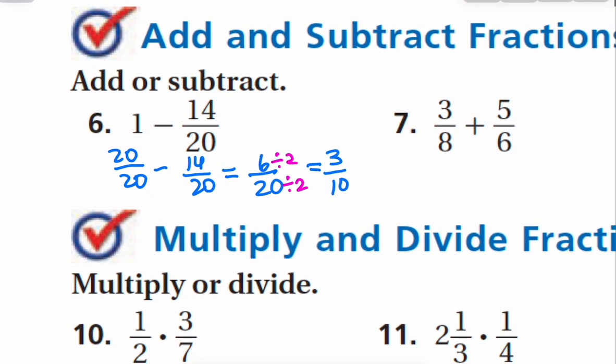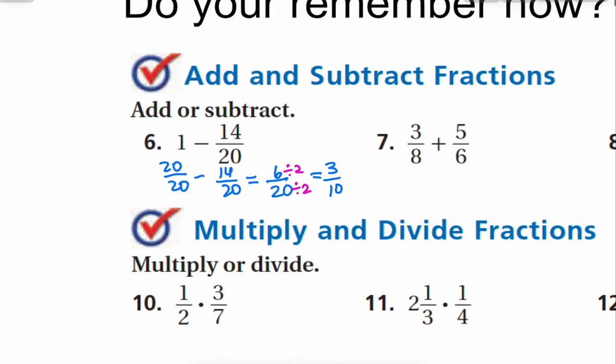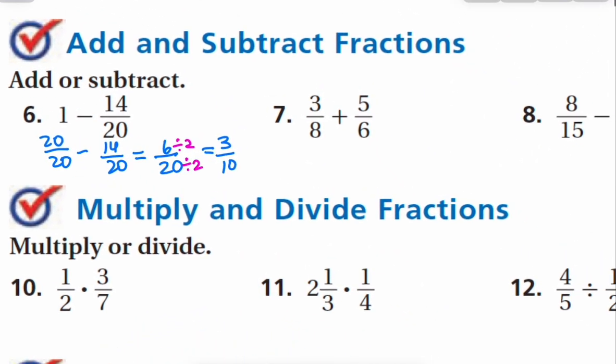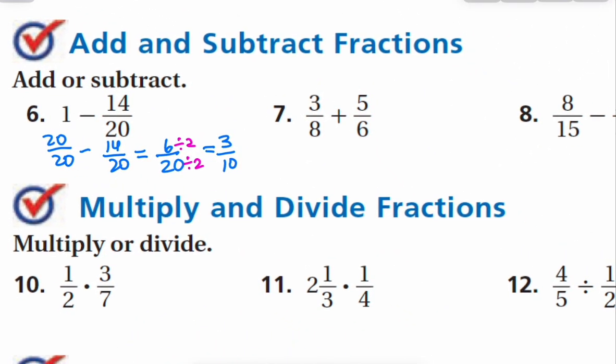Now let's look at number 7 and let's kind of look at the difference. The difference between number 6 and number 7 is we don't have a 1 there, and we just have fractions with unlike denominators. So we can think of a number that both 8 and 6 will go into. You can always do 8 times 6. So 48 is always an option.